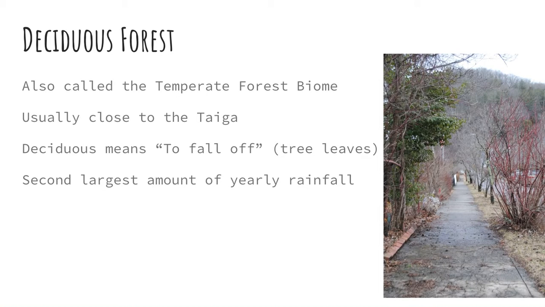So the deciduous forest can sometimes be called a temperate forest biome. Usually they're close to taigas, and deciduous means to fall off. So it's talking about when the tree leaves fall off the trees during autumn or fall. They have the second largest amount of yearly rainfall, so they're pretty wet.